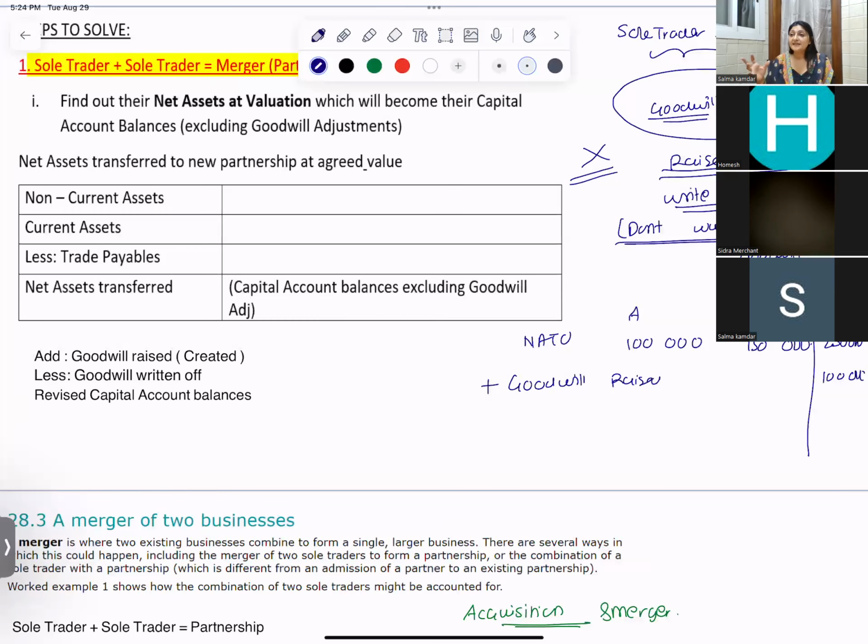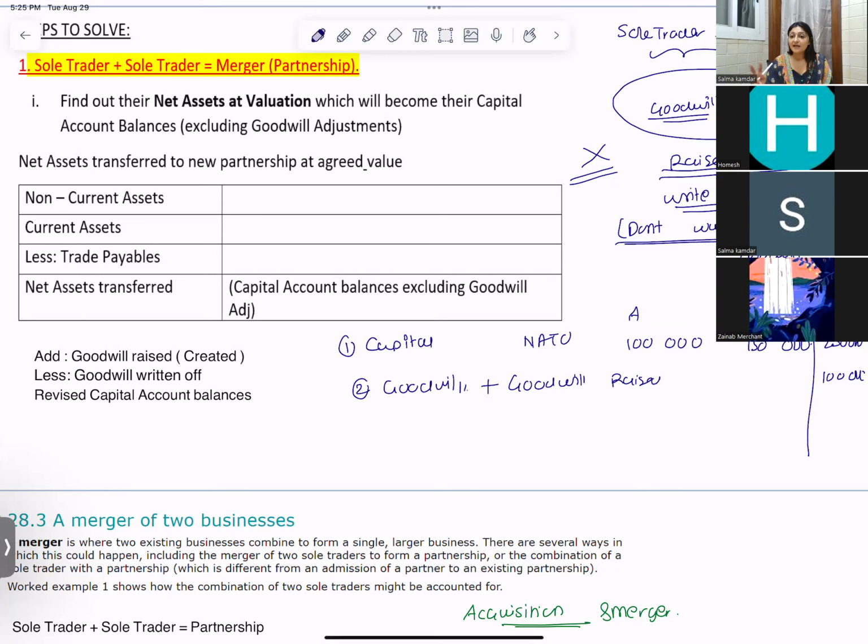A and B are going to get two things along with them. What are the two things that they're going to get along with them? First, they are going to get NATO, the net assets that is taken over. That means the non-current assets plus current assets minus the current liability. First is the capital and second is the goodwill.